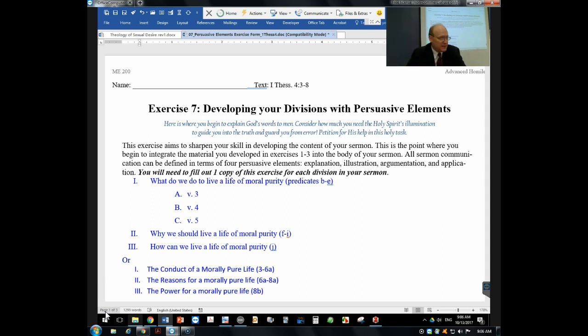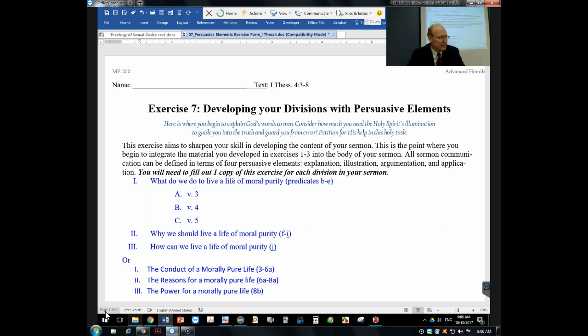All right, so exercise 7, as you've already read, sharpens your skill in developing the content of your sermon. This is where you integrate all the material you've developed up to this point, and you're going to work specifically on the four persuasive elements: explanation, illustration, argumentation, and application.